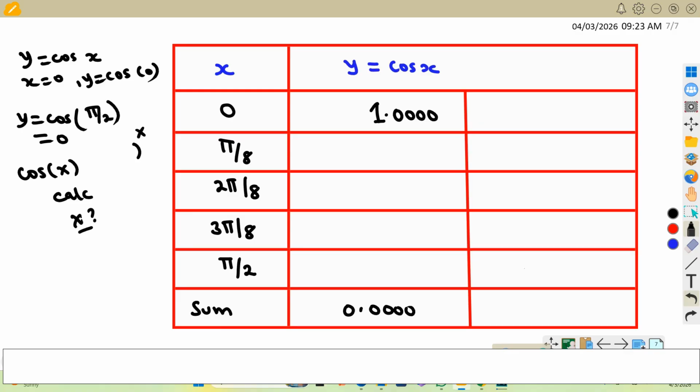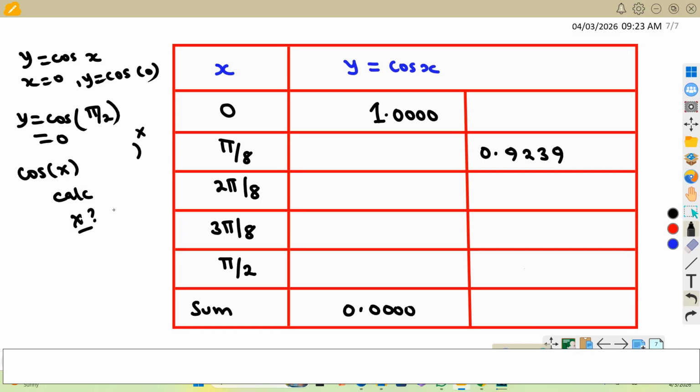Again, press solve, then put pi by 8, pi divided by 8. So pi by 8, what do you get? You get 0.92387, like that. So this will be same as having 0.923879. So that is it.